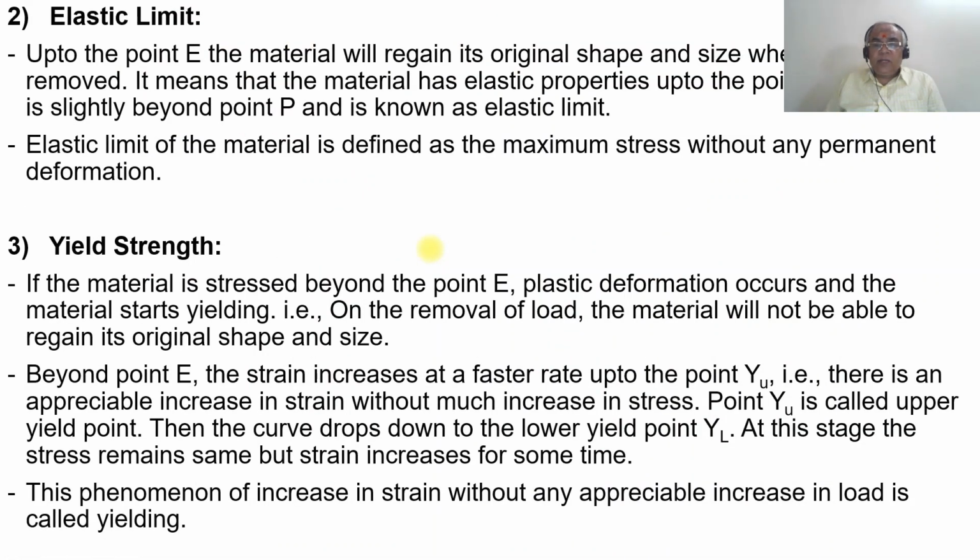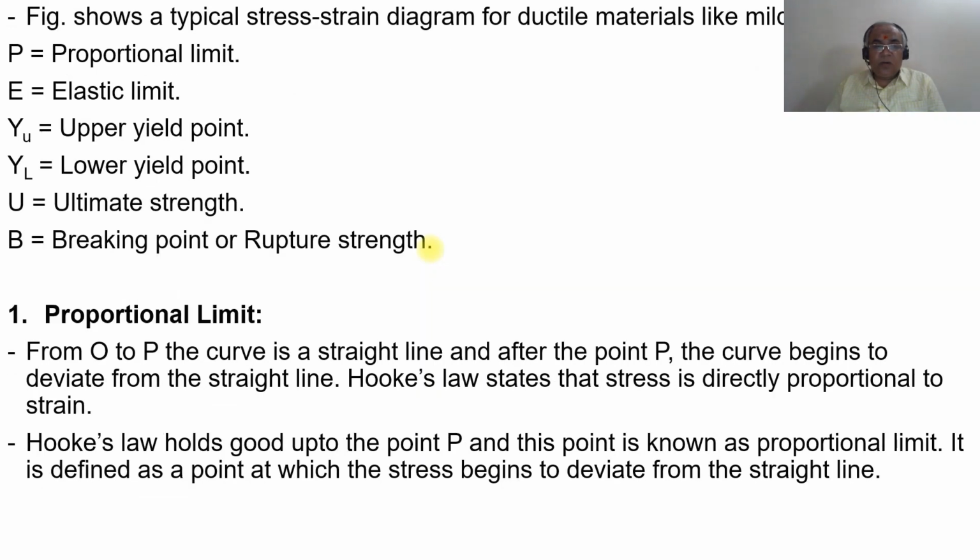Then the curve drops to the lower yield point YL. At this stage, the stress remains the same, but the strain increases for some time. This phenomenon of increase in strain without increase in stress, or without any appreciable increase in load, is called yielding. So this is the nature of the phenomenon which is going to take place.